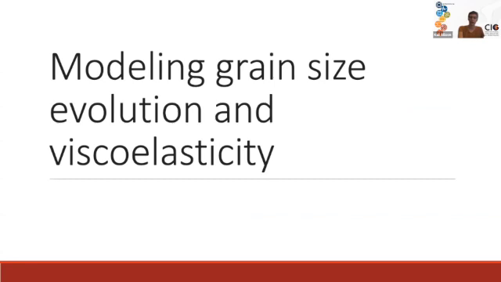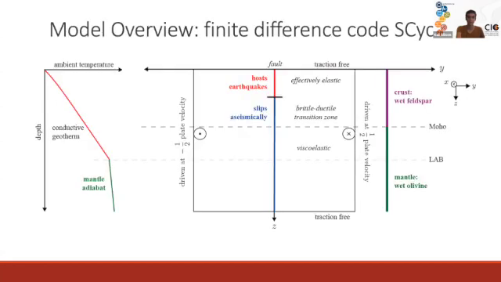So first, I'm going to talk about how the model works for viscoelastic earthquake cycles and how I model grain size evolution. I'm using my finite difference code cycle, and I model a vertical strike slip fault in 2D. I assume the off-fault material is symmetric around the fault, so I'm modeling only the right side of the domain with the fault acting as a left boundary condition.